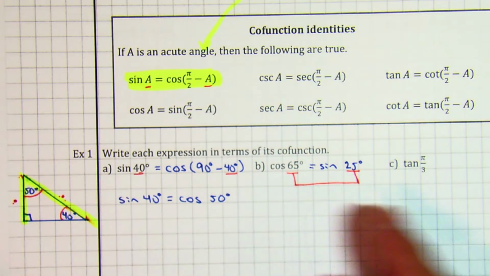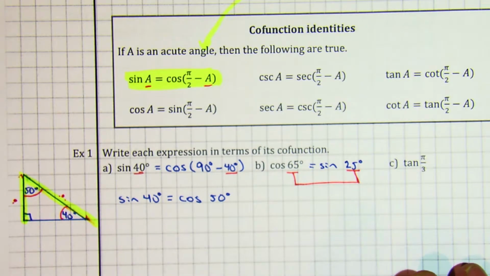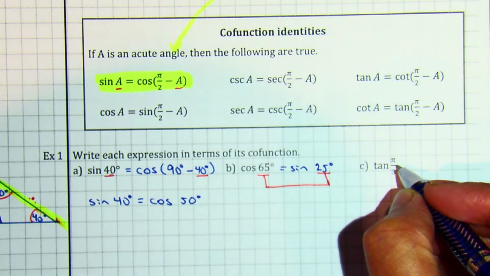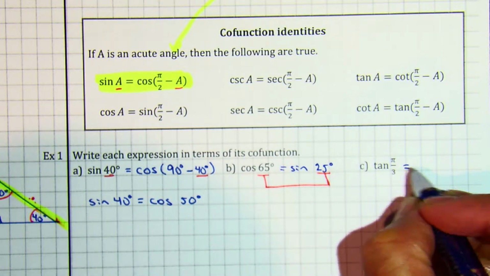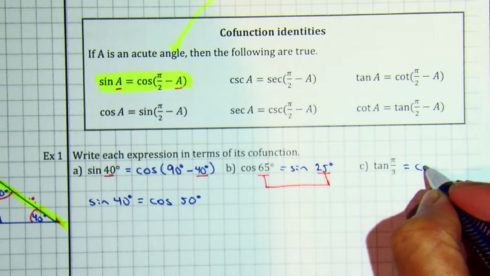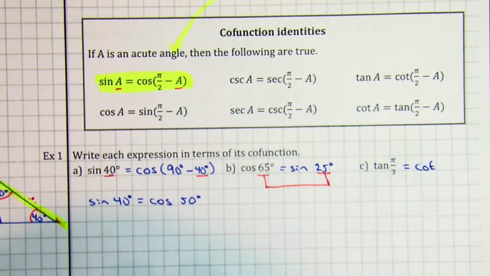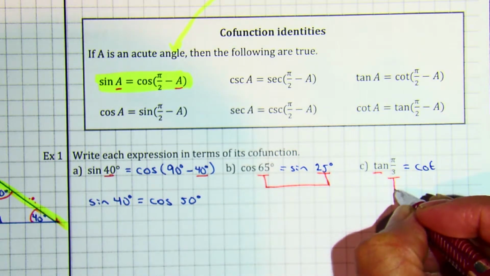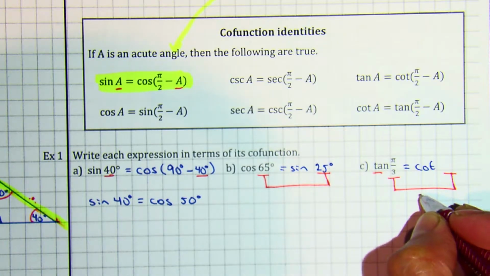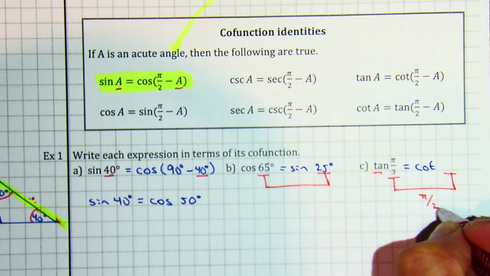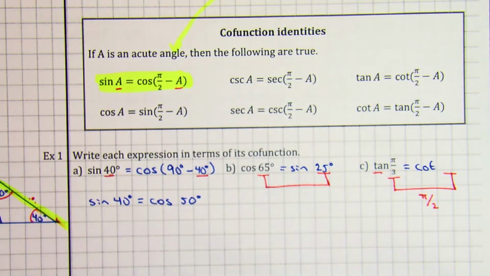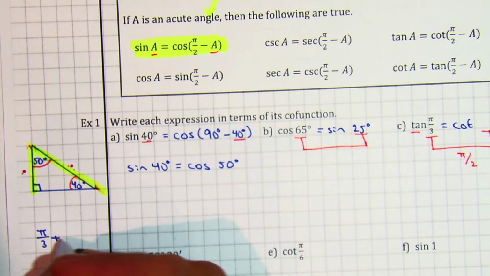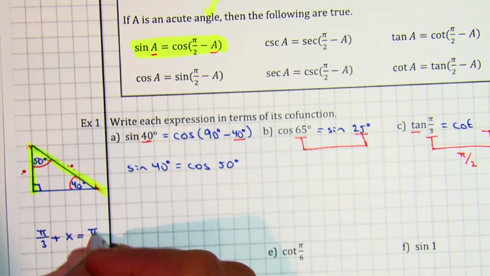And they come handy at times on some of the problems that we are going to cover. Tangent of pi over 3. I know that tangent and cotangent are cofunctions of each other. So therefore, pi over 3 plus what will give me 90 degrees, which will be pi over 2. So I'm looking for pi over 3 plus one number that will give me pi over 2.